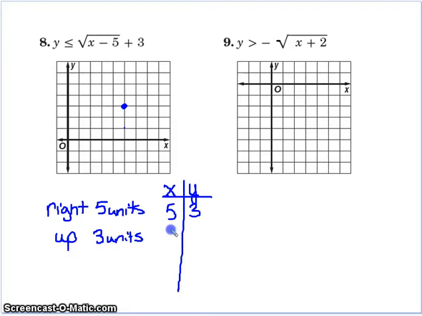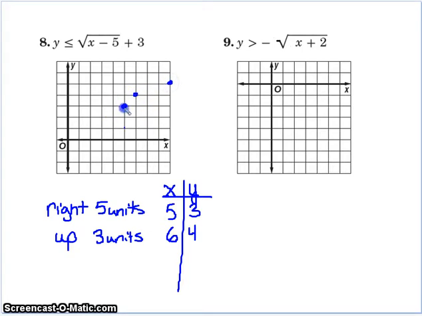If you plug in a 6, 6 minus 5 is going to give me 1. The square root of 1 is 1, and 1 plus 3 is going to give me a 4. So that's where I'm going to get my next point. If you think about your square root, you have your 0, 0, your 1, 1, and then the next major point you have is 4, 2. So you also can go over 1, 2, 3, 4 and go up 2.